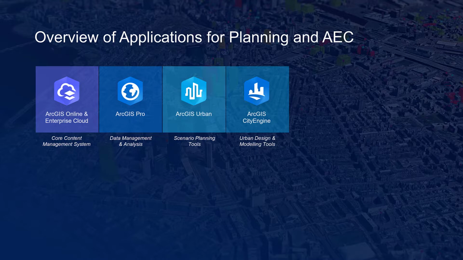ArcGIS Urban is a scenario planning software. It's web-based, and it leverages that 3D base map to support the planning and urban design initiatives that you may have. We'll take a look at Urban in a bit more detail in the upcoming examples.